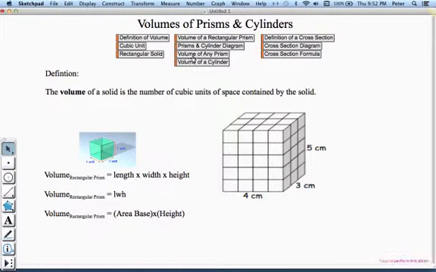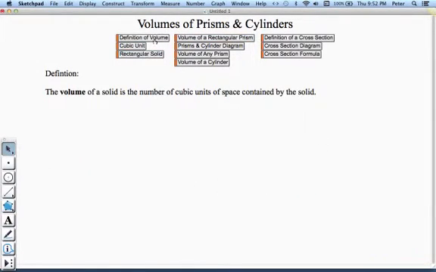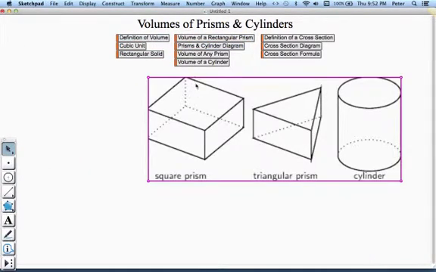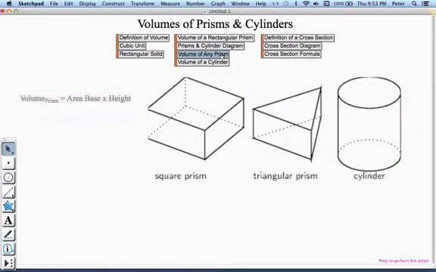Now let's take a look at some other types of prisms and cylinders. And here you can see a square prism. We have a triangular prism, and they're recognizable by their bases and their quadrilateral sides. Well, in a cylinder, we have, again, two parallel bases, but they're circles this time. Nevertheless, the formula for volume for a cylinder is the same as what we'd find for a prism.